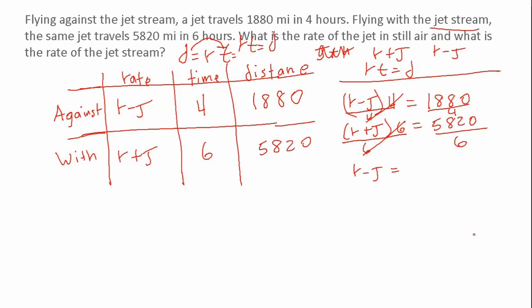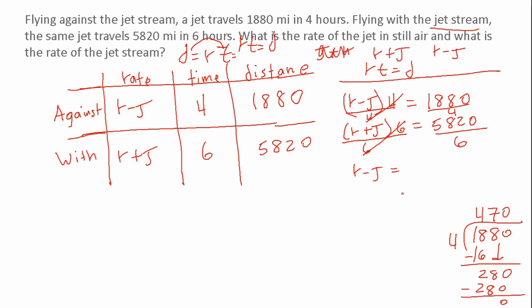I can't do that in my head, so let's work it off to the side here. 4 goes into 18 4 times without going over. 4 times 4 is 16. Subtract 18 minus 16 is 2. Drop down this 8. Drop down this 0. 4 goes into 28 7 times. Therefore, 4 goes into 280 70 times. 4 times 70 is going to be 280. So there's going to be no remainder there. So this simplifies to r minus j equals 470. And let's go ahead and do this one now.